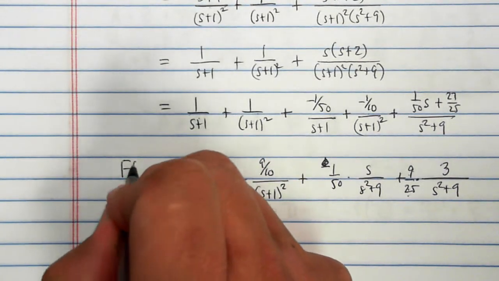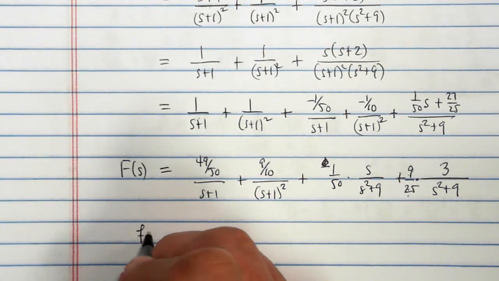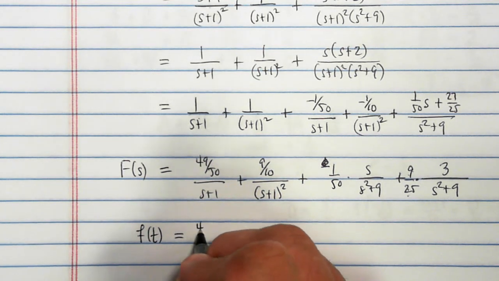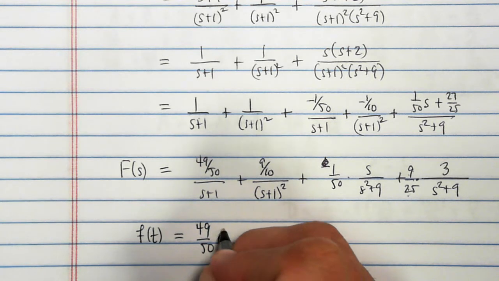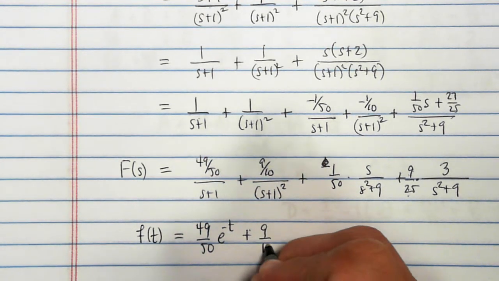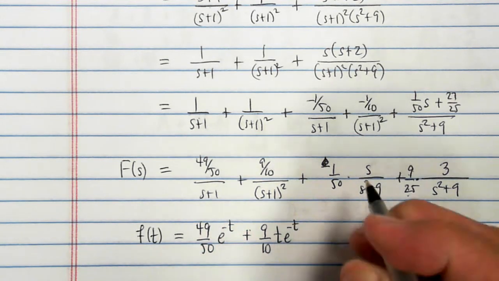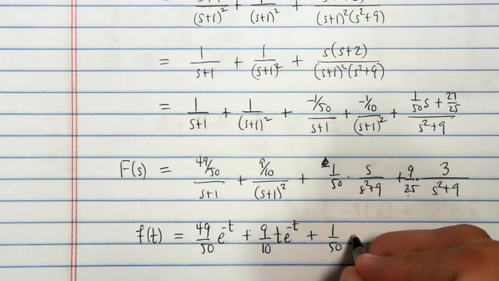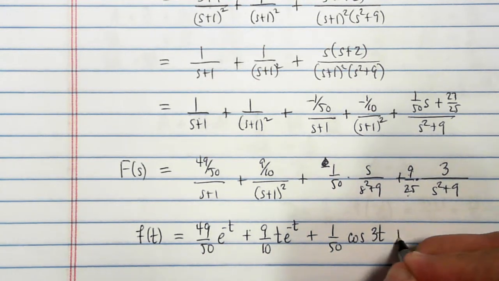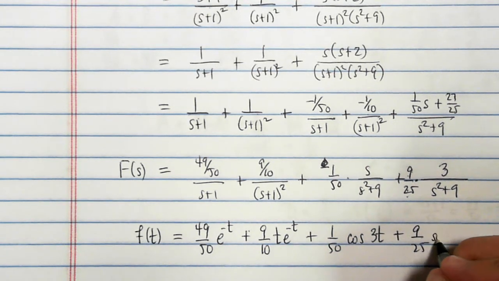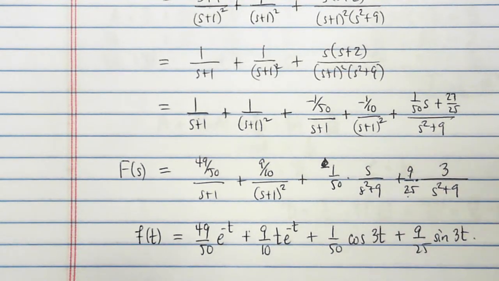So that is the Laplace transform F of s, and therefore the original function f of t will be equal to 49/50ths e to the minus t. On this part, I have plus 9/10 t e to the minus t. The inverse Laplace transform of this term is 1/50th cosine 3t. And then for this last term, we have 9/25ths sine 3t. And so that is the solution of this integral differential equation.